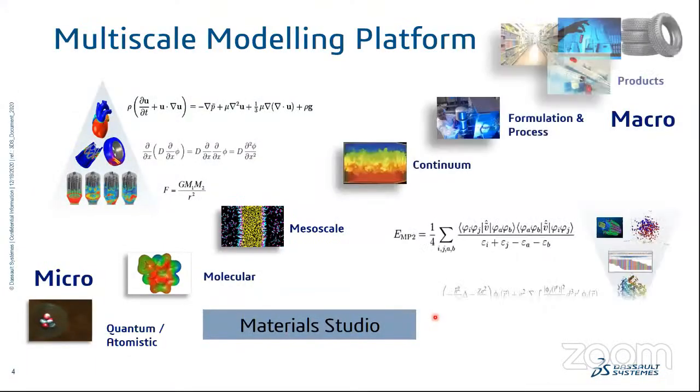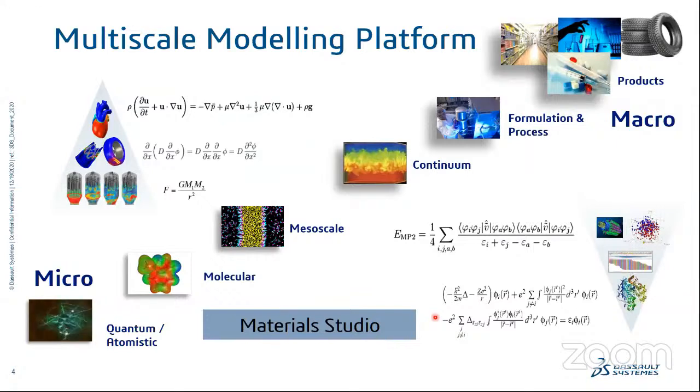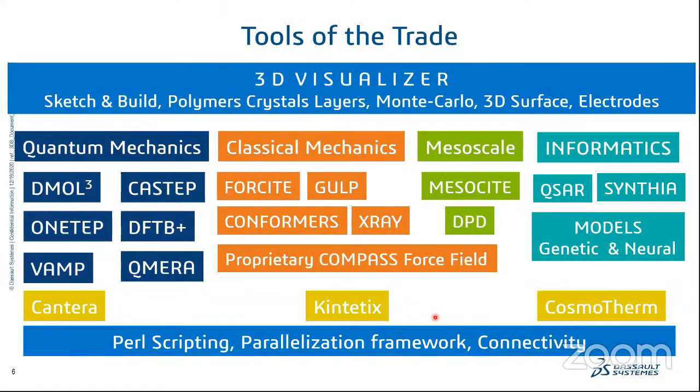So what does Material Studio have to offer? Material Studio does quantum and classical calculations. We will see what the advantages of this are. Eventually, these models can be transferred to engineering software like Abaqus, which Dassault Systèmes also sells. So what do we have here in Material Studio? You have a fantastic 3D visualizer by which you can sketch any kind of molecules. It can be polymers, crystals, electrodes, surfaces or interfacial materials, and nanostructures, and so on and so forth.